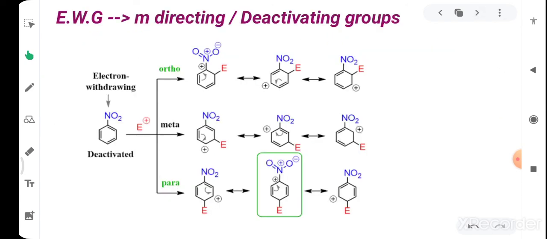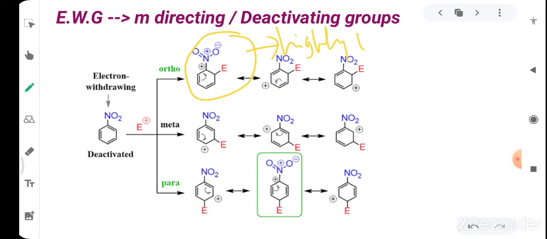Now, in electron withdrawing groups. So, electron withdrawing groups are meta directing, or they are said to be deactivating groups. So, now if I follow the same method here, the electrophile is attached to the ortho position, meta position and para position. Now, if you see here, there is a formation of a positive charge which is adjacent to each other, and since the like charges are adjacent to each other, this one will be highly unstable.